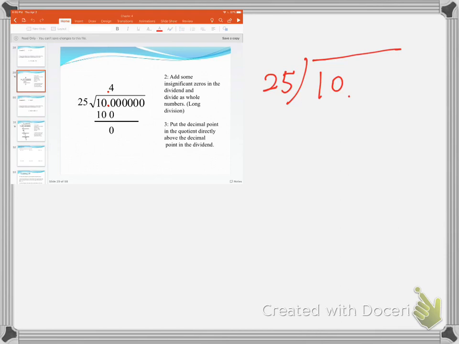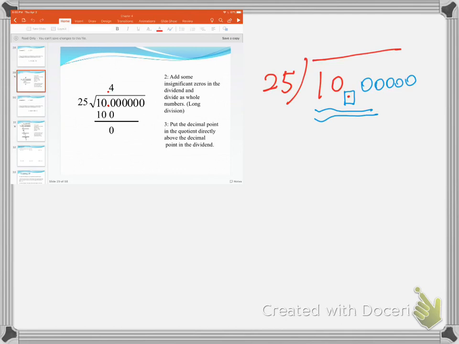So we will add 5 zeros. Here is the decimal point, and then we add 5 zeros on the right. Now if you forget about this decimal point, you get a very big number. 1, 2, 3, 4, 5, 6, 7. So this is 1 million. So it's not 10 divided by 25, it's 1 million divided by 25 now. So now it's the long division.